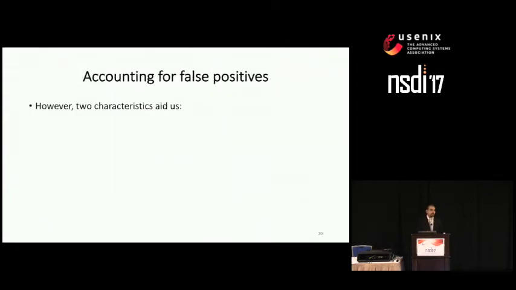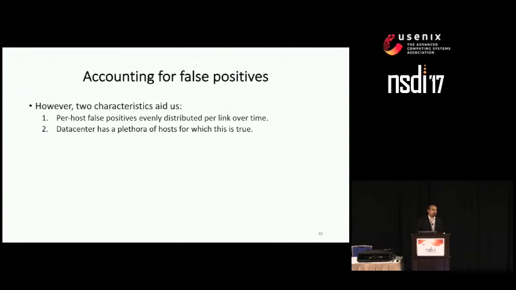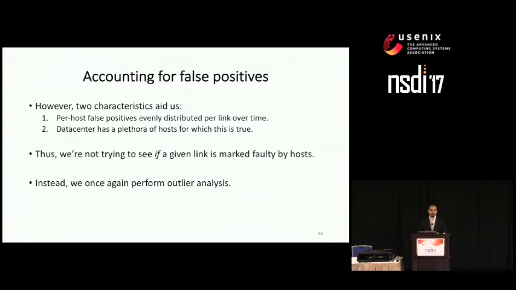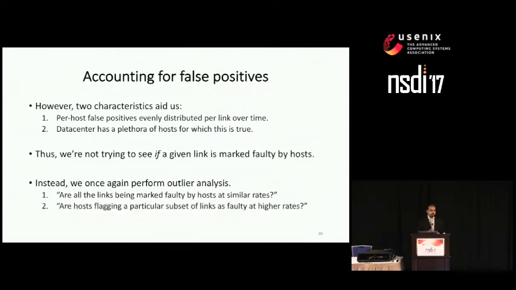Luckily, there's 2 things that will help us. The first is that we noted that these per host false positives were evenly distributed over the links that we were considering as time went on. And the second is that the data center has a very large number of hosts for which this observation holds true. So what we're trying to see is not if a given link has been marked faulty by a host, but what we're trying to do is once again perform outlier analysis. We want to ask, are all the links being marked faulty by hosts at similar, hopefully low rates, or are hosts flagging a particular subset of the links as faulty at higher rates?